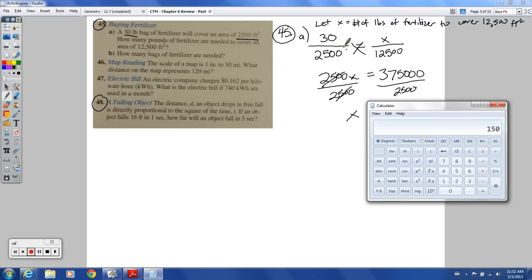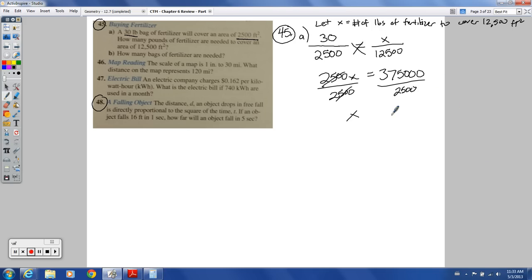I also noticed that this here to this was 5 times bigger than this, so I could have done that as well. I could have done this times 5 would give me 150. That's another way to think about that one. So 150, this is 150 pounds. And so part A, that's good.